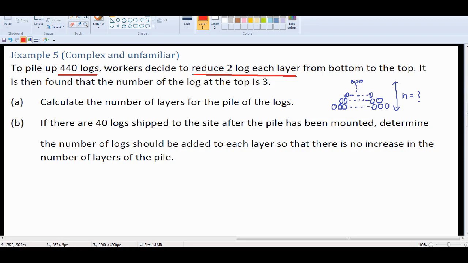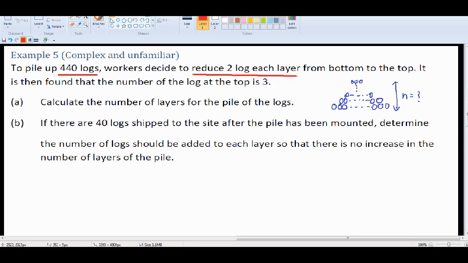It depends on what your first term is, right? Okay, so calculate the number of layers for the pile of logs. You might think about this.